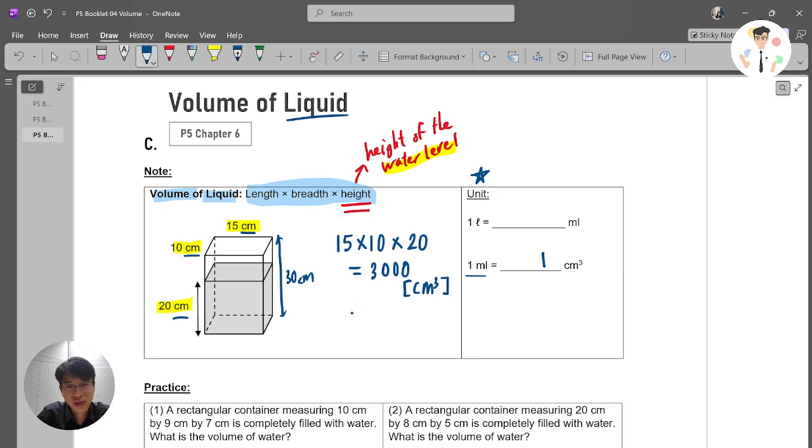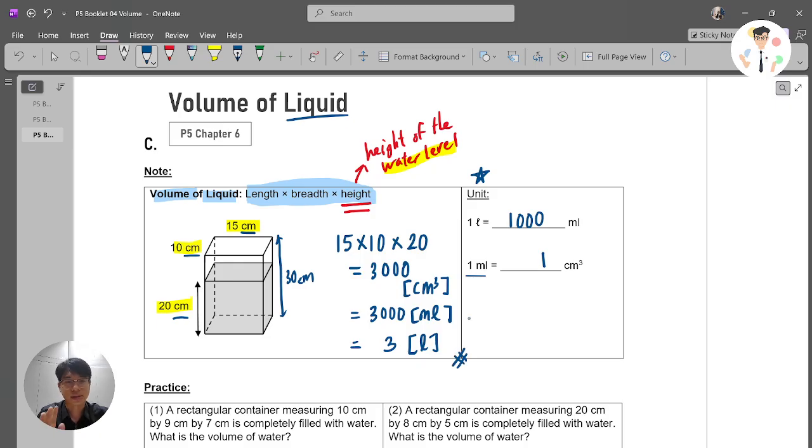So teacher, I also can write that 3,000 cm cube is 3,000 ml. Yes, you are right, because they are the same. So if I say 3,000 cm cube, it will be 3,000 ml. If I say 5,000 cm cube, it will be 5,000 ml. It's the same thing. Now, teacher, how about if I want to convert this to liters? Then 1 liter is equal to how many ml? 1 liter is equal to 1,000 ml. So 3,000 ml is equal to how many liters? It will be 3 liters.